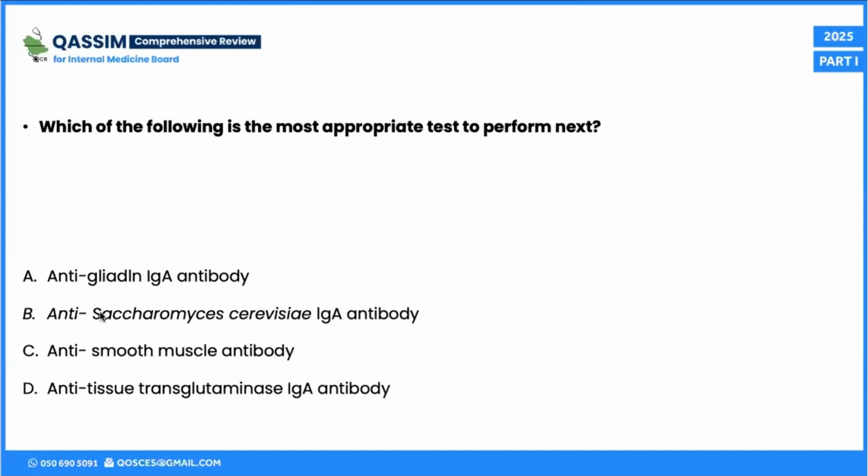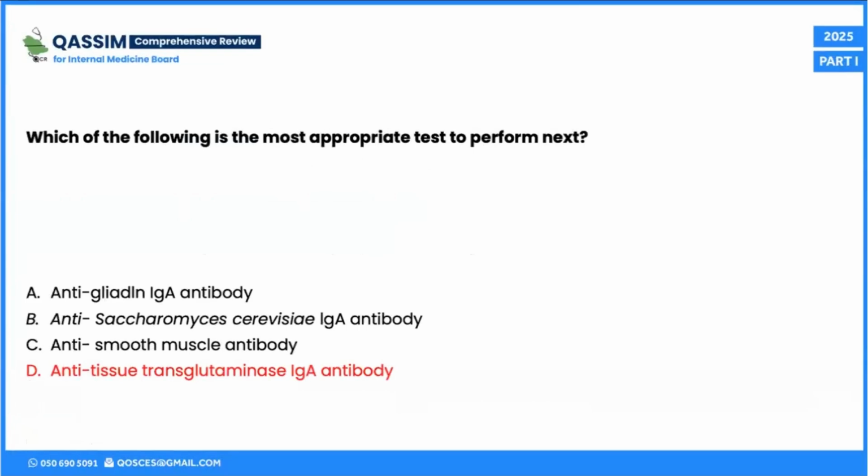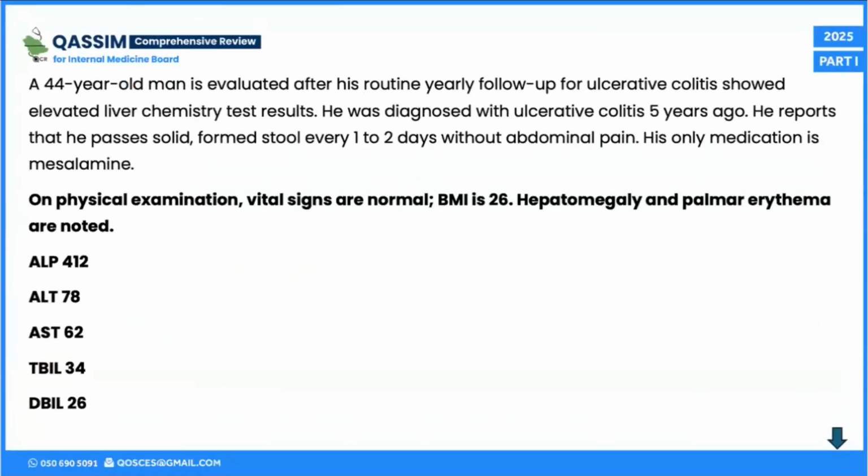So the patient has more than one indication to test for celiac disease. The correct answer is the anti-tissue transglutaminase IgA antibodies. The first test to do is anti-tissue transglutaminase IgA antibody because of its high sensitivity, and it's recommended as a first-line investigation for patients suspected to have celiac disease. So this is the correct answer.